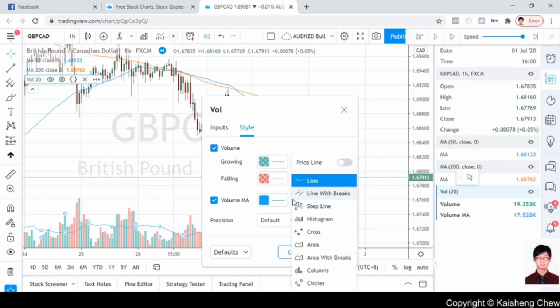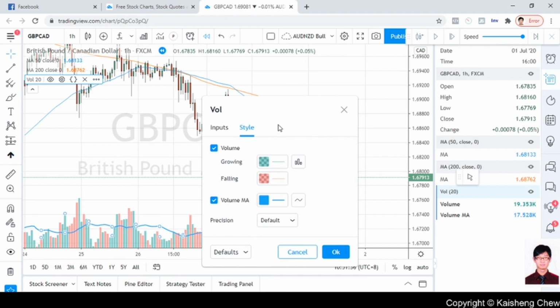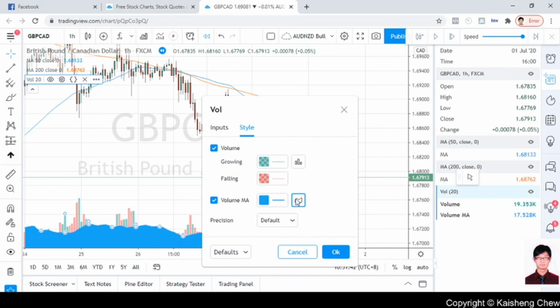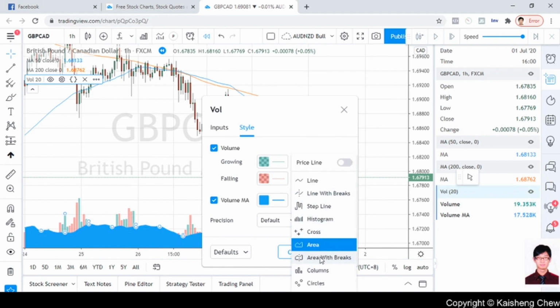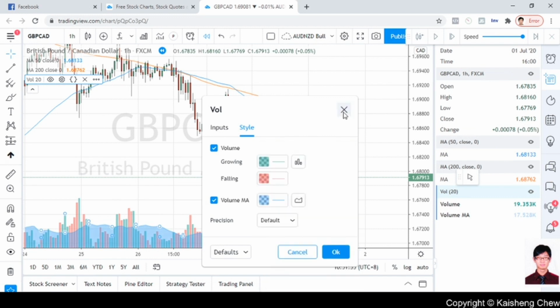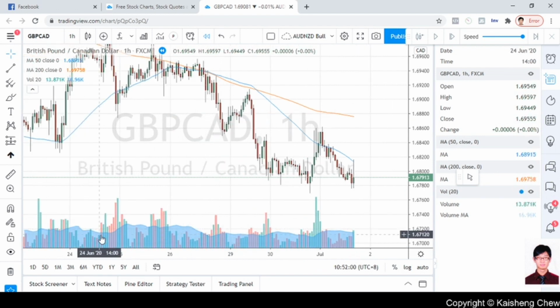If you want to make it look a different color, you can select from here. Then you can put the area like this, and maybe reduce the opacity a little bit more so that I can see. Okay, so now you have the moving average over the volume part.